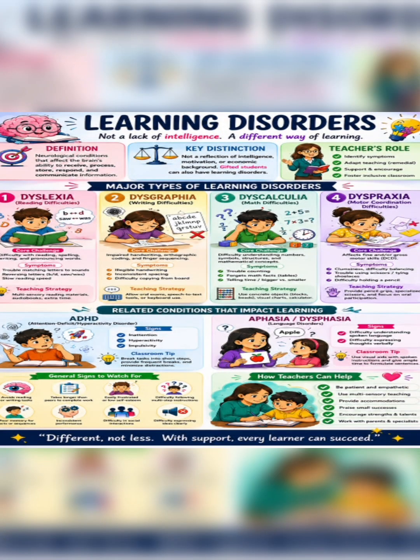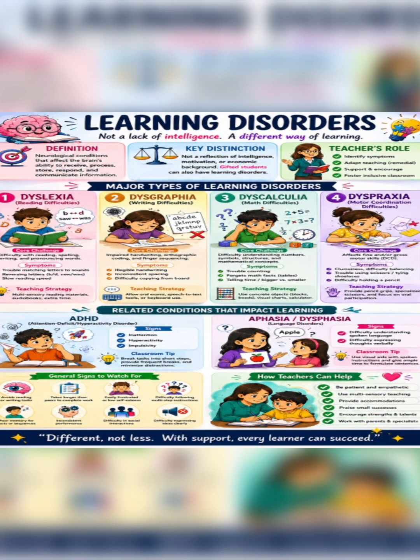First one is dyslexia. The core challenge here is difficulty with reading, spelling, writing, and pronouncing words. Symptoms include trouble matching letters to sounds, reversing letters like mistaking a B for D or saw for was, and a slower reading speed. Teaching strategies could include using multisensory reading materials, audiobooks, and granting extra time during assessment.